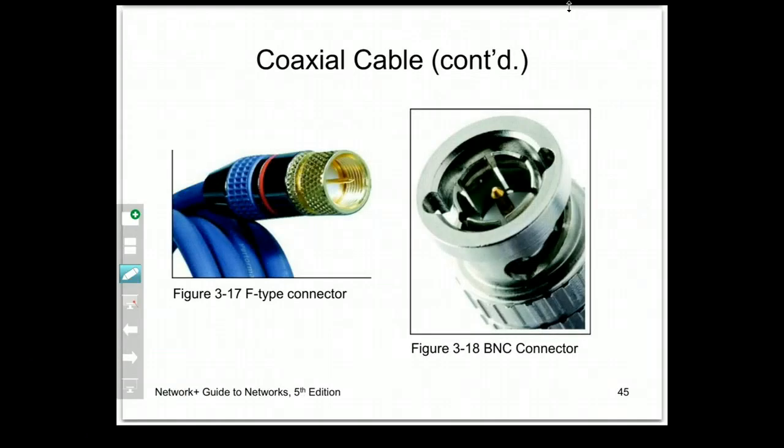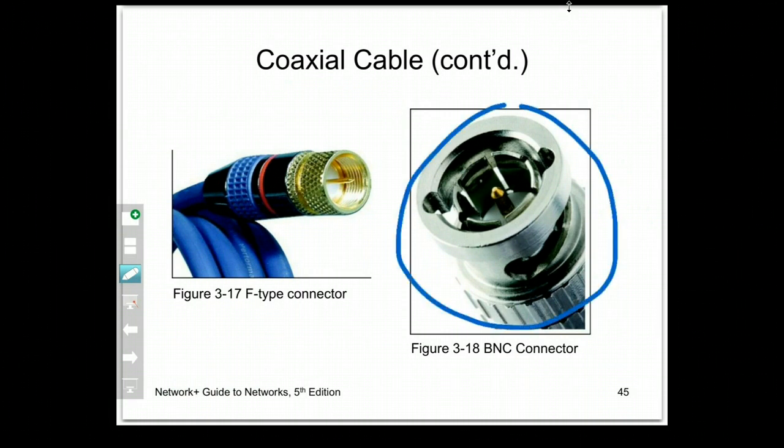It has what's called an F-type connector, and then the BNC connector is actually what you guys saw when we passed around the NIC card with the BNC connector. This one is probably what you're used to seeing on coaxial, and it's basically like you see at home with your cable.